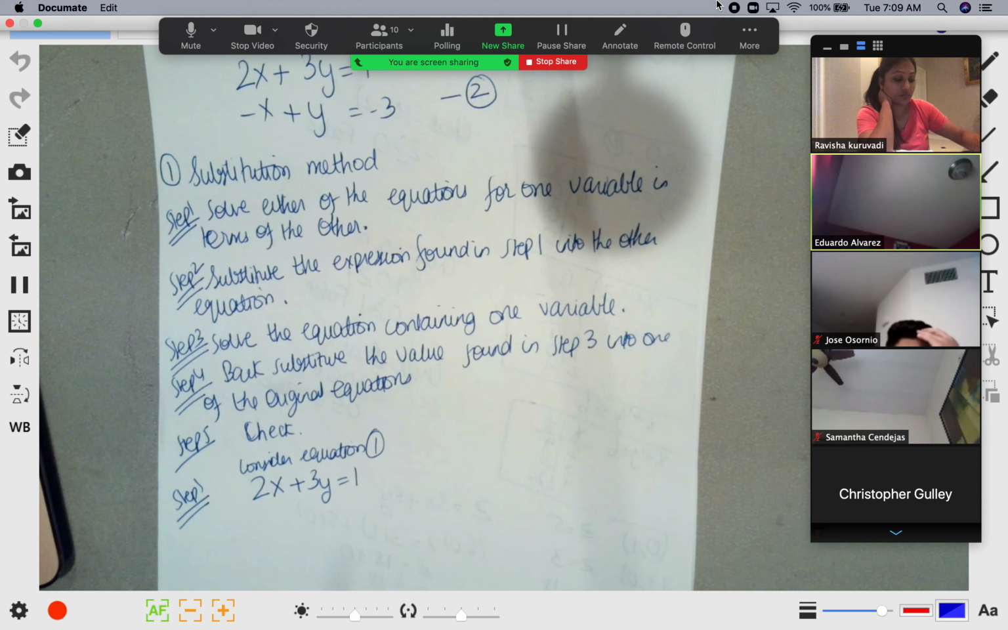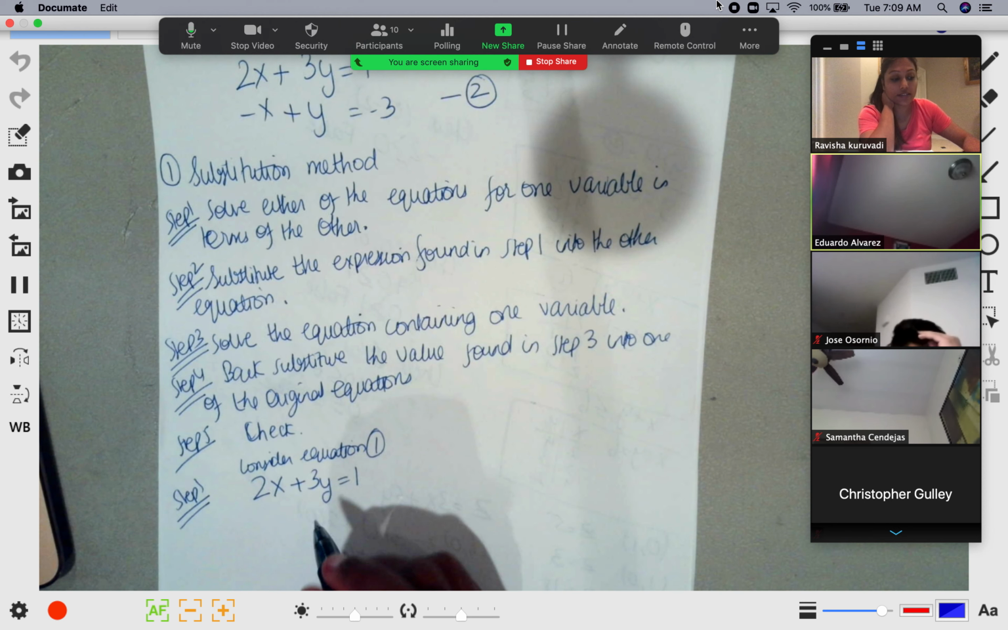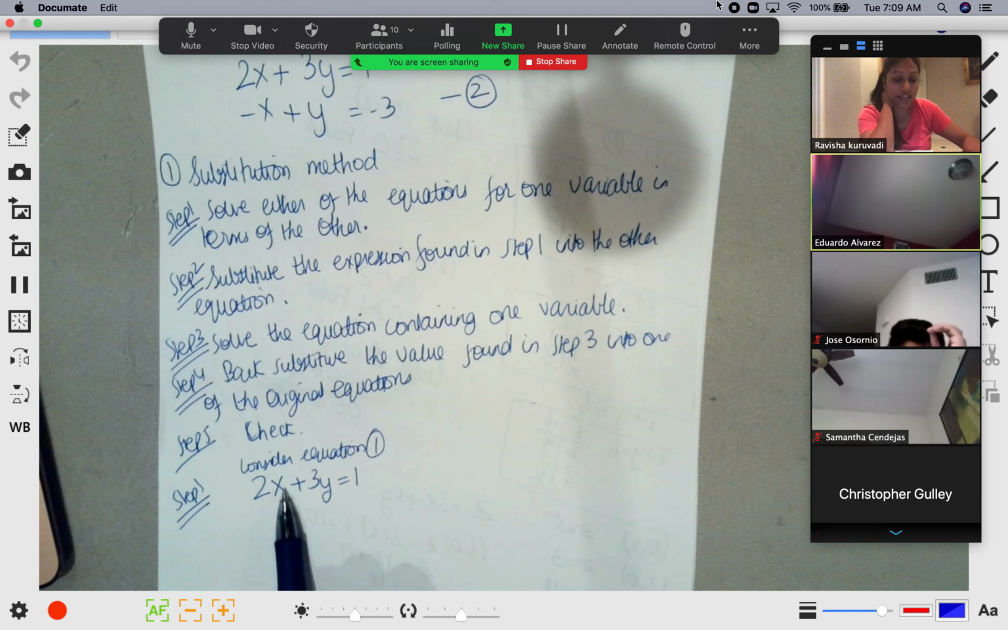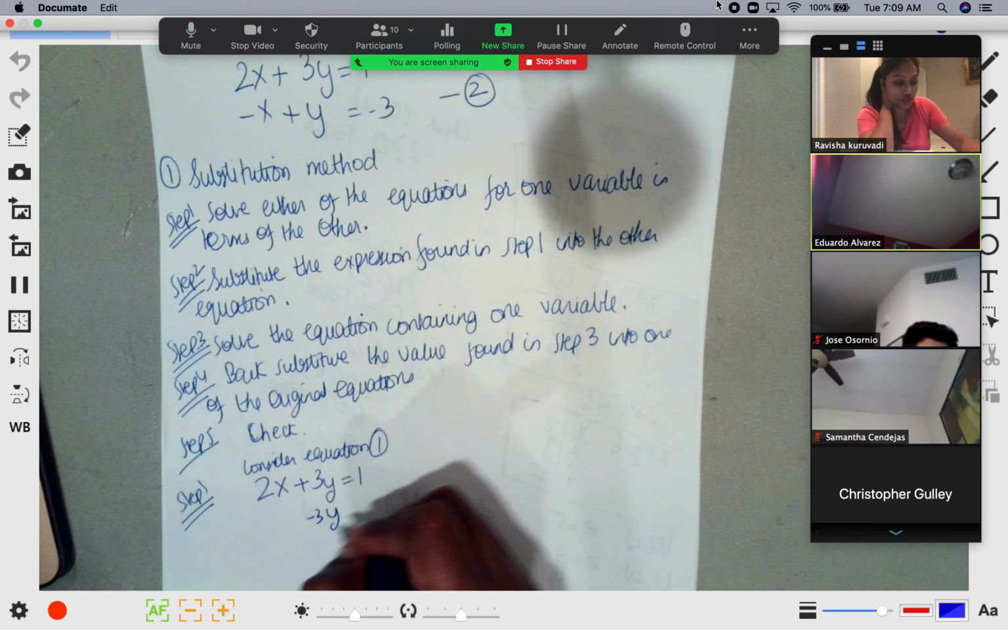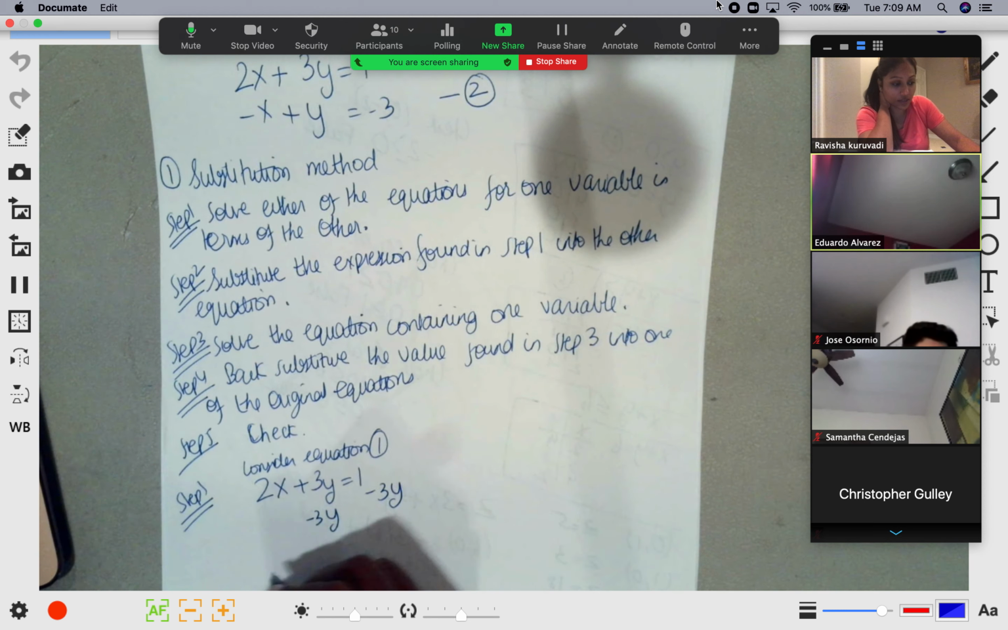Don't we replace the Y as an X somehow? No, yeah, but later. First, you need to isolate x. How do you isolate x? I need x on one side, everything else on the other side. So you bring the Y over. Yeah, so how do I do it? Subtract 3y. So you get 2x is equal to 1 minus 3y.